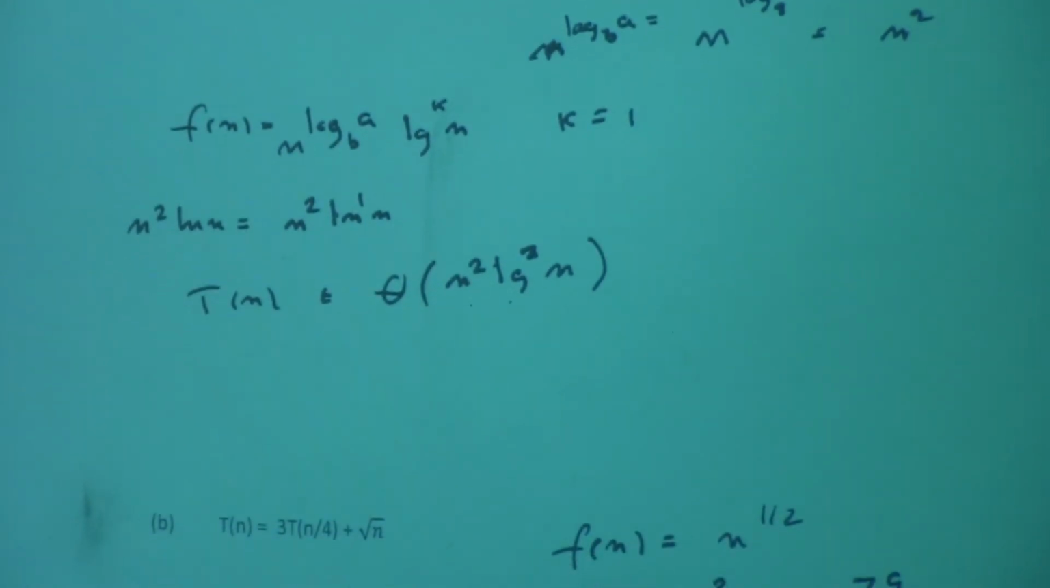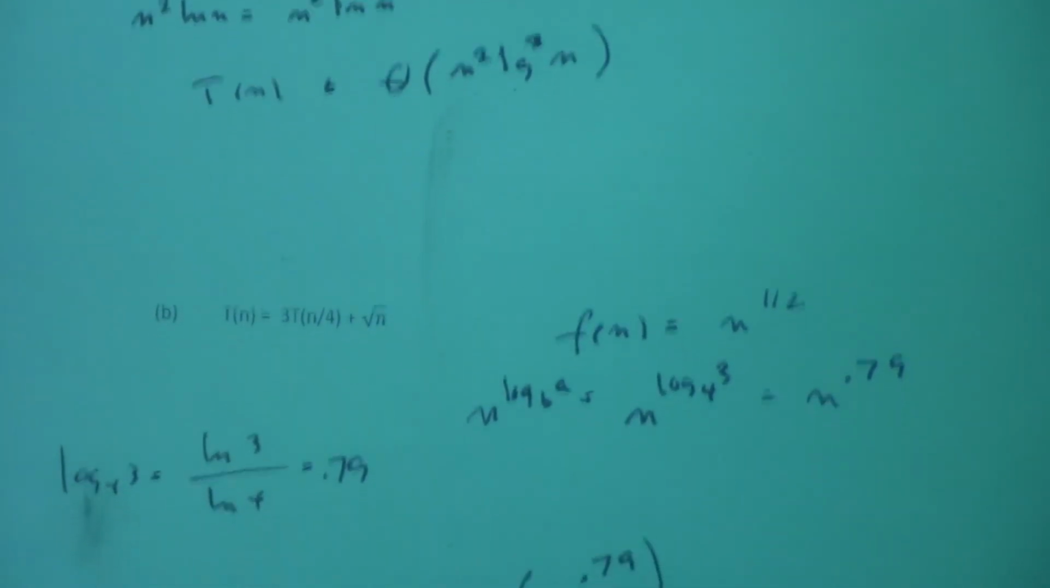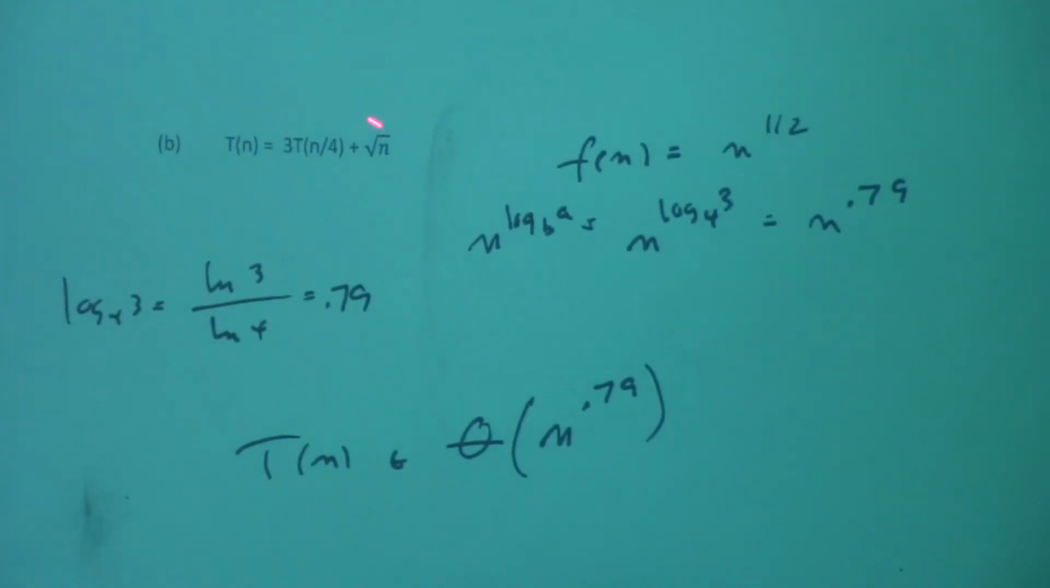All right, so the next one, basically, we have T of n is 3 times T of n over 4 plus square root of n, so f of n is n to the half power. So n to the log b of a is n to the log 4 of 3. Now, I don't know if you had a calculator on you, but most of you had a calculator. But even if you don't have a calculator, what is log 4 of 3? I don't know, but it's the power you raise 4 to make 3.